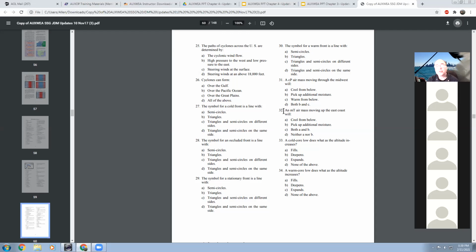Paula Wicks, number 32. An MT air mass moving up the east coast will? C, both A and B. Both A and B. Good. Well done, Paula. Penny Ross, 33. A cold core low does what as the altitude increases?